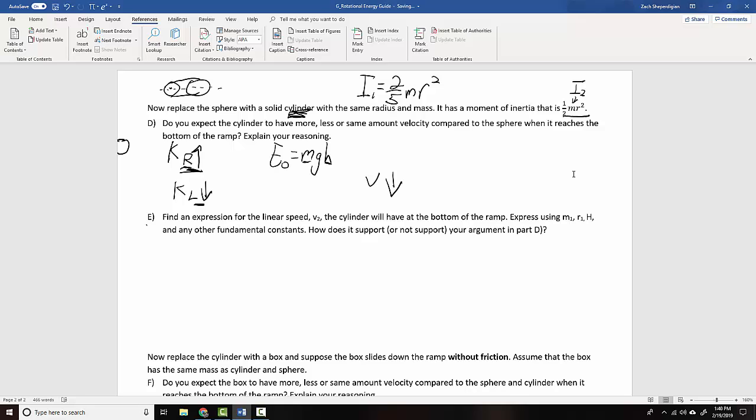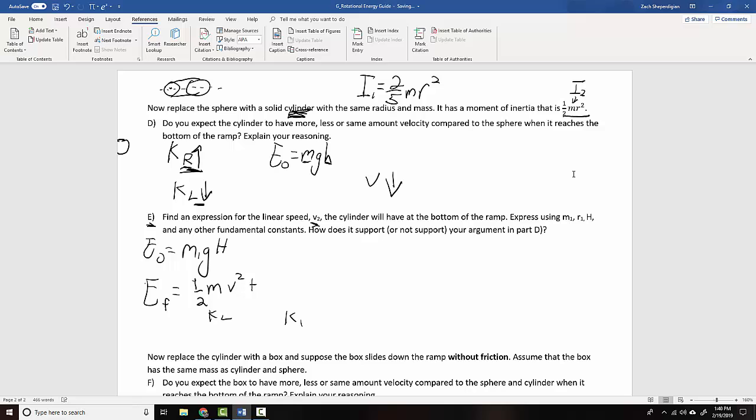So part E is, well, check it. See if that's actually true. Okay, well, we know that our initial energy is still M1GH. That does not change. What does change, though, is 1/2 mv squared. That is our linear kinetic energy. And I'll just put that down there.